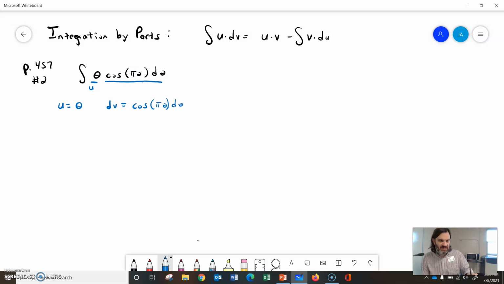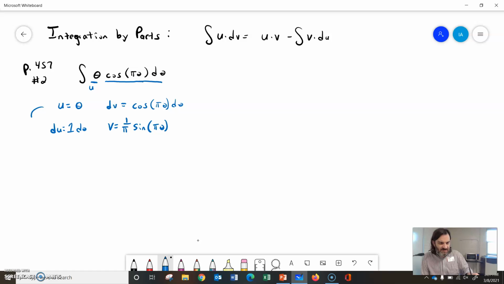So what does that mean? It means that if u is theta, then du equals d theta. Well, we could just call that 1. So let's do that. It might be a little bit easier, depending on what's going to happen in this problem. But we'll call it 1 d theta in this case. And dv we want to integrate, so v would be the integral of cosine, which would be sine, but this is a u substitution, so sine pi theta, divided by the derivative of pi theta, which will be 1 over pi.